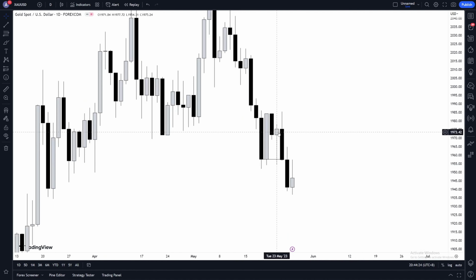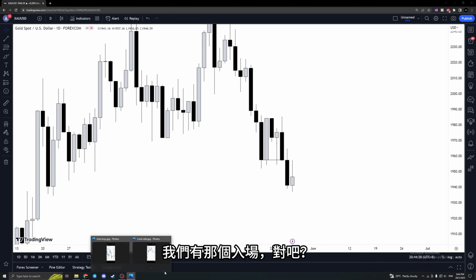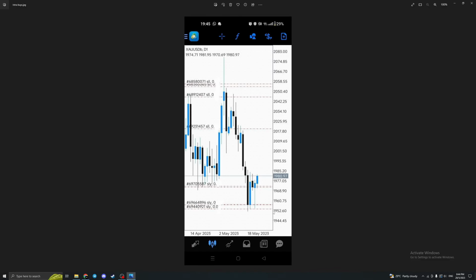Daily, correct? Now, on the daily we had an entry there. Remember, guys? We had that entry, right? Continuation sells were super easy to understand, but we had that entry right here. Again, forget the bottom one, same way you forgot about the top one. We had this entry right here.